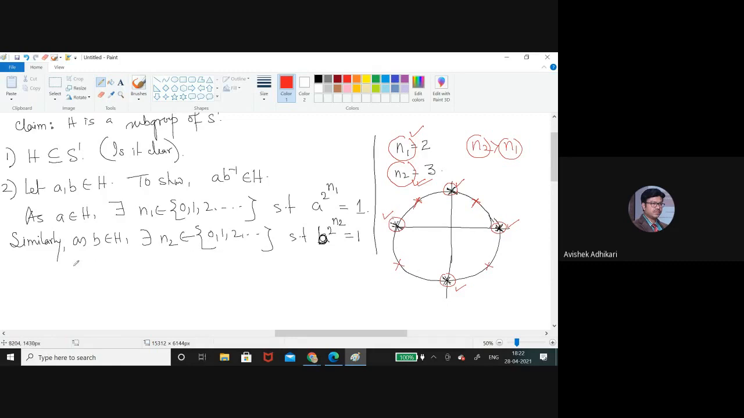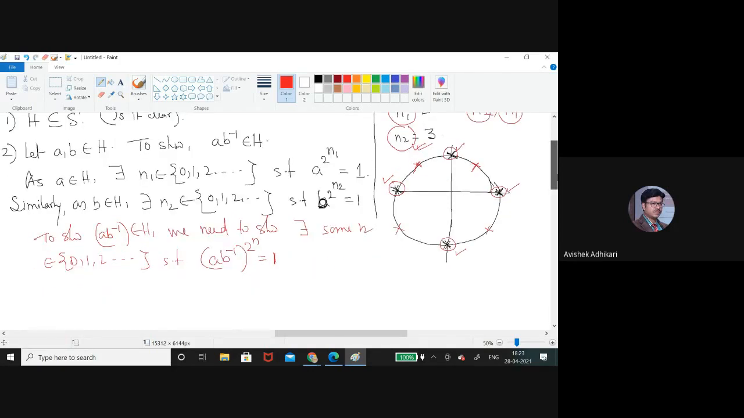Now what I need to show? To show A B inverse belongs to H, we need to show there exists some n belongs to 0, 1, 2, such that A B inverse to the power 2 to the power n equal to 1. If we are able to show this, then we are done basically, right? Now tell me this question, what could be your n?